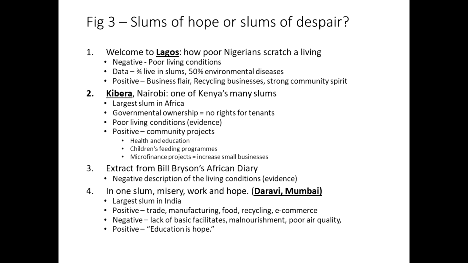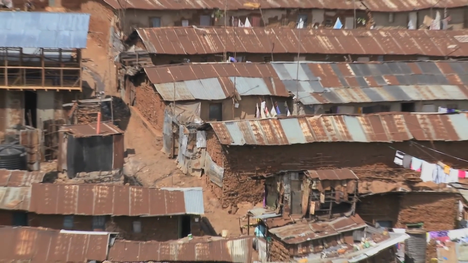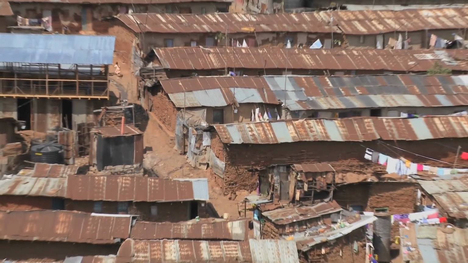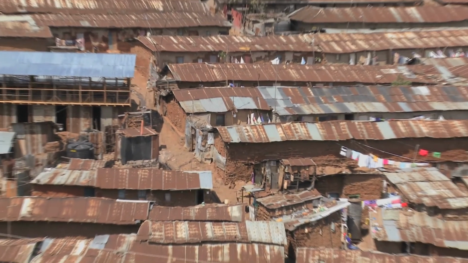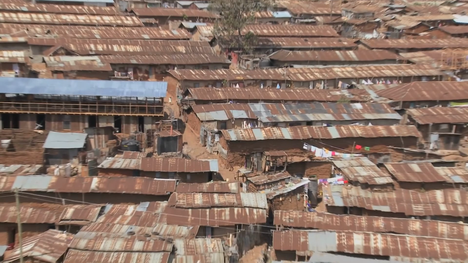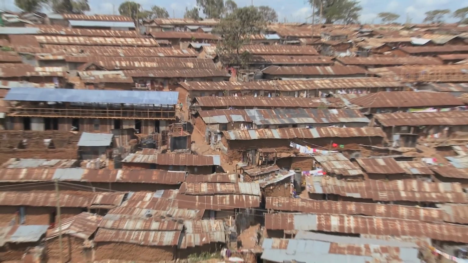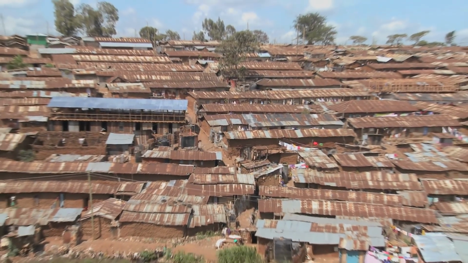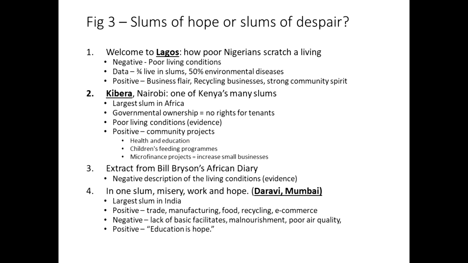The next section looks at Kibera in Nairobi, and again this is the largest slum in Africa. It's government ownership, so there's no rights for tenants. Poor living conditions, again they give you more evidence what it's like, but there are again lots of positives in this area. Lots of community projects, health and education projects. There's children feeding programs and microfinance projects for small businesses.